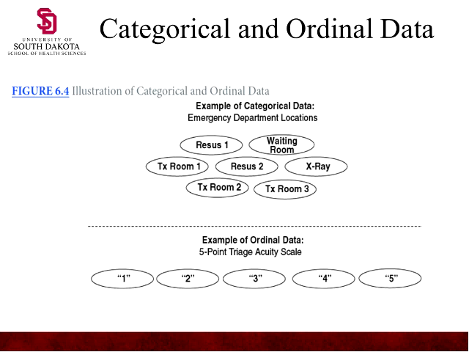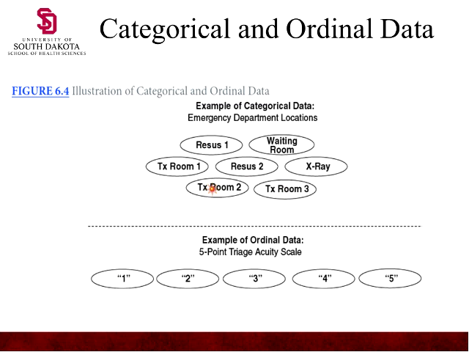Now, categorical and ordinal data. In this illustration, this is an example of categorical data, the emergency department locations. Rescue, triage room 2, resuscitation, triage room. You see the numbers? These numbers don't tell you anything as far as where they're located, other than that's the number assigned to them. So it's just categorical. They just put numbers on them that are arbitrary.